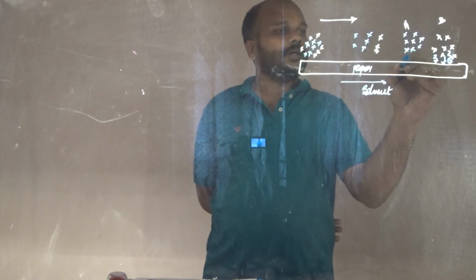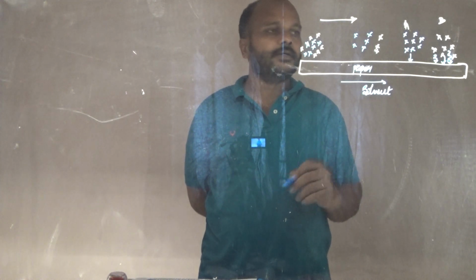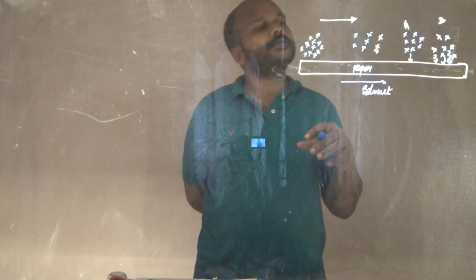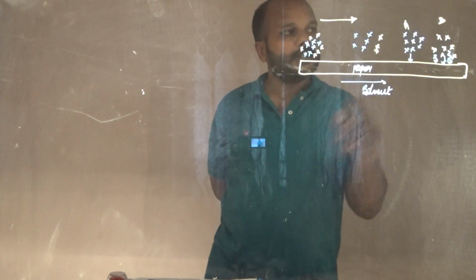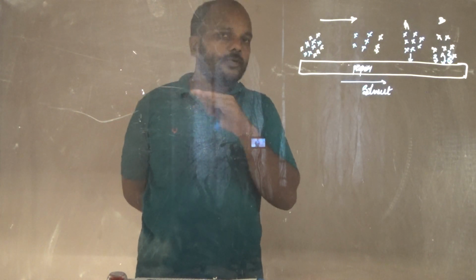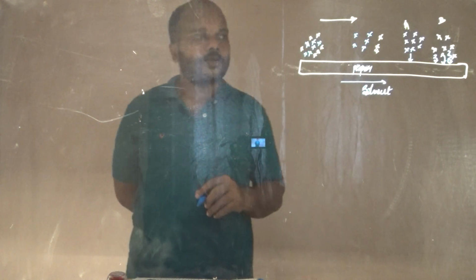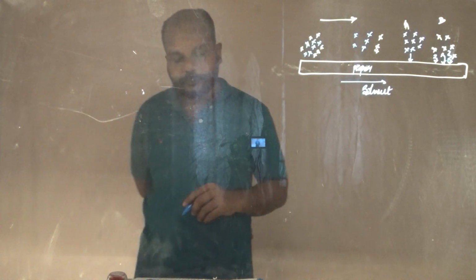On the other hand, component A has more interaction, due to that it will bind very tenaciously, so it will go slowly. On the other hand, component B is bound least, so it will go fast. So this is how paper chromatography works.